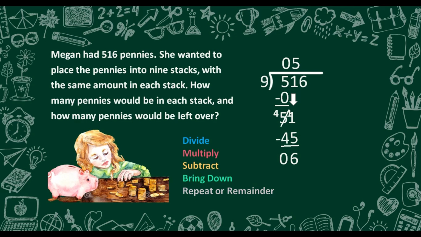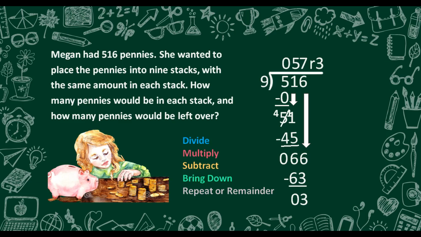What's our next step? You've got it. Bring down the 6 in the ones place. Then we repeat the steps over again. How many times can 9 go into the number 66? Using our tables again, we know that 9 can go into 66 7 times. Now we multiply. 9 times 7 is 63. And the next step? Awesome, subtract. 66 subtract 63 would leave us with 3, or a remainder of 3.